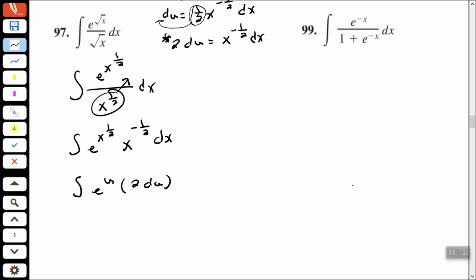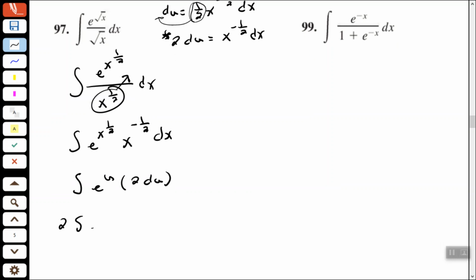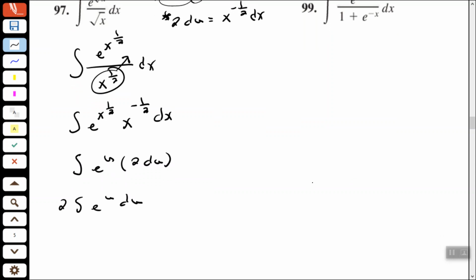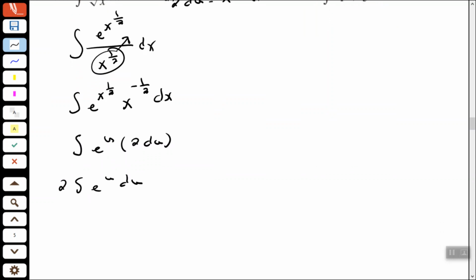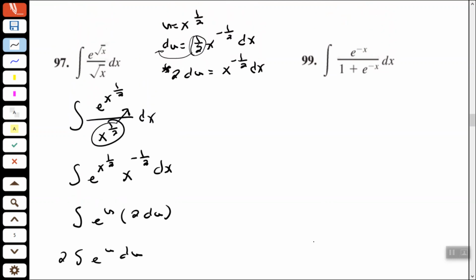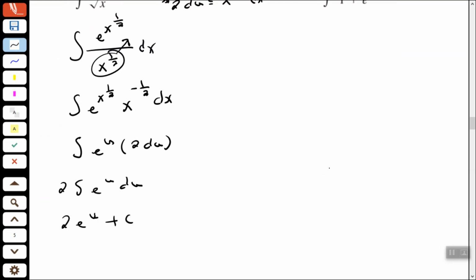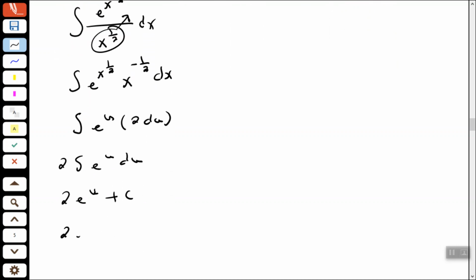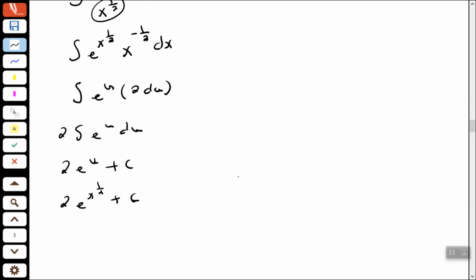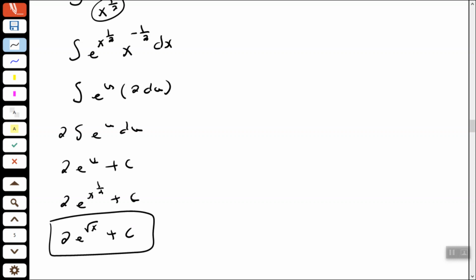Okay, so that allows us to bring that 2 in front of the integration symbol. And then we know the integral of e to the u du is e to the u plus c. And then we know that u is equal to x to the 1/2 power. And since this started off with the square root, I would probably write it back with the square root form. So 2 times e to the square root of x plus c.